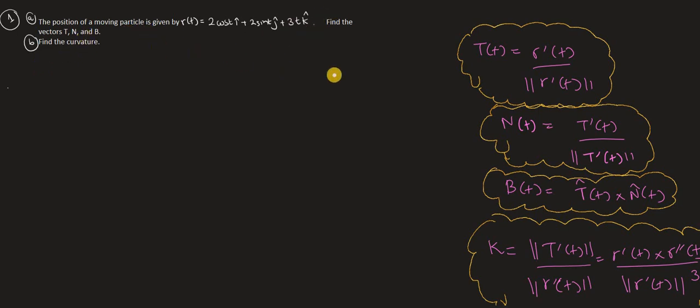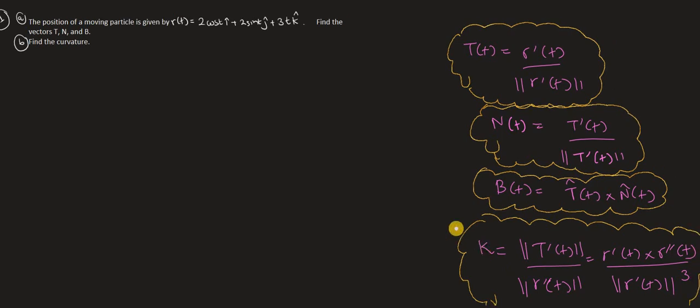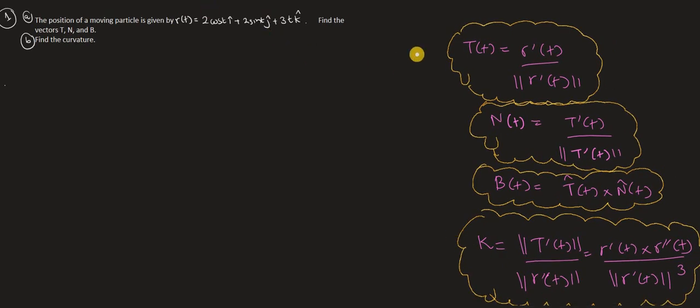To find these, here are the formulas that I wrote here. These are the formulas that we'll be needing to calculate it. To find the tangent vector, we take the derivative of the vector function and then divide it by its norm. For the normal vector, if we have the tangent vector, we take the derivative of it and then divide it by the norm of that derivative. And for the binormal vector, we simply take the cross product of the tangent vector and the normal vector.